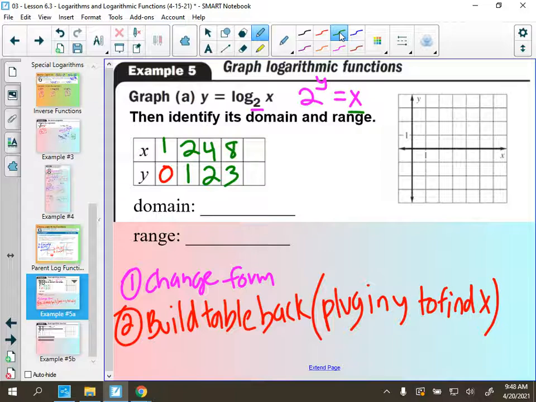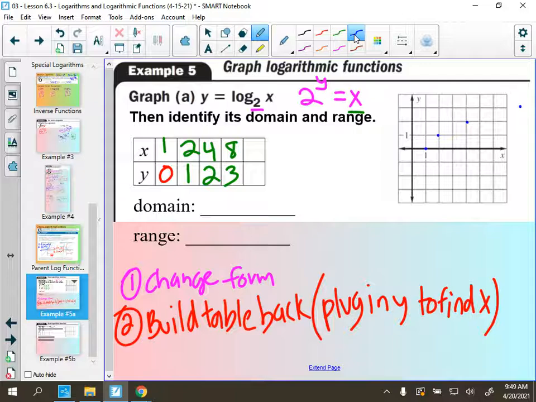Now I'm still going to graph them just like regular x, y coordinates. We're not flipping that part of it. We're just building the table backwards. So I'm still going to graph this as 1, 0, as 2, 1, as 4, 2, and 8, 3. So I'm off the graph a little bit there.